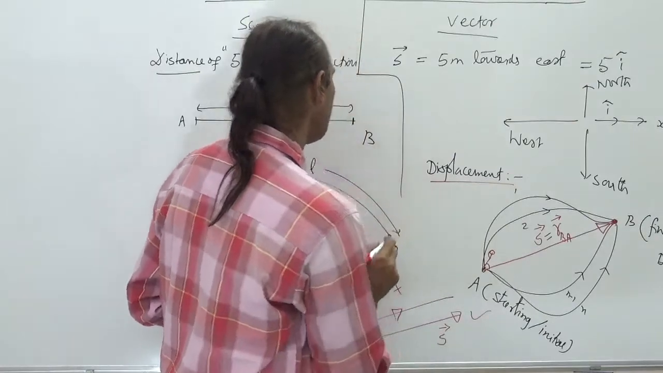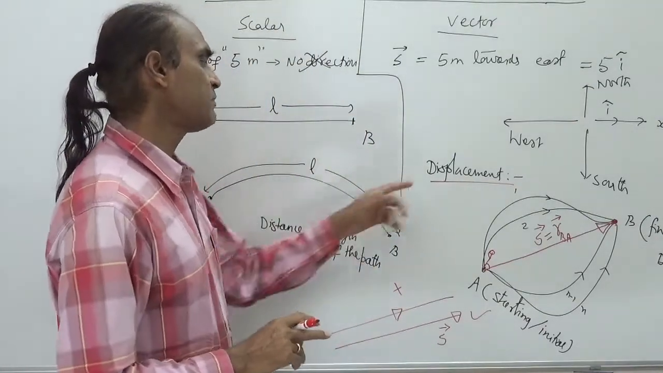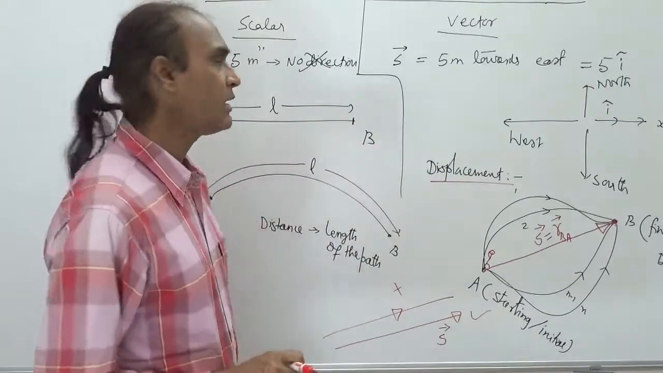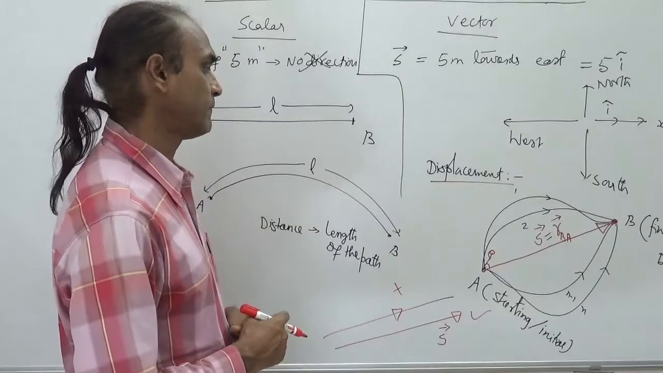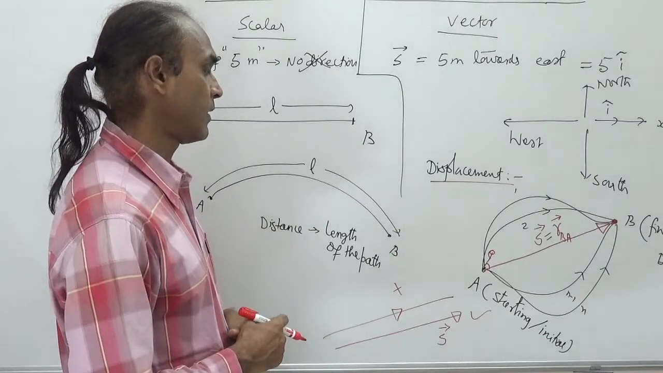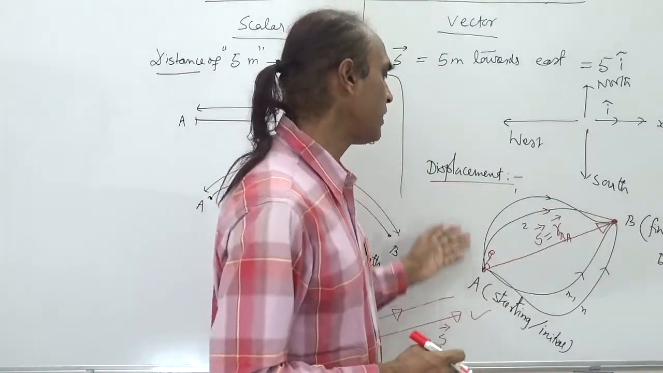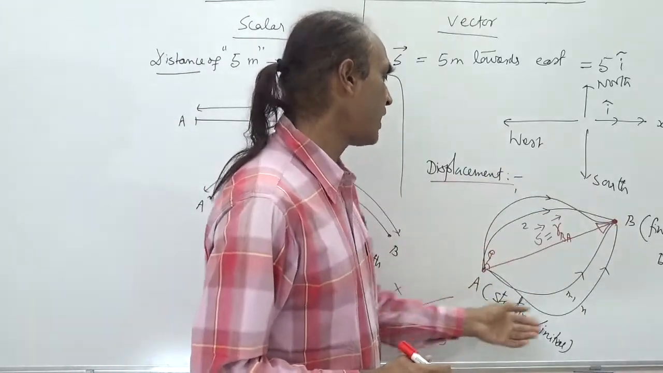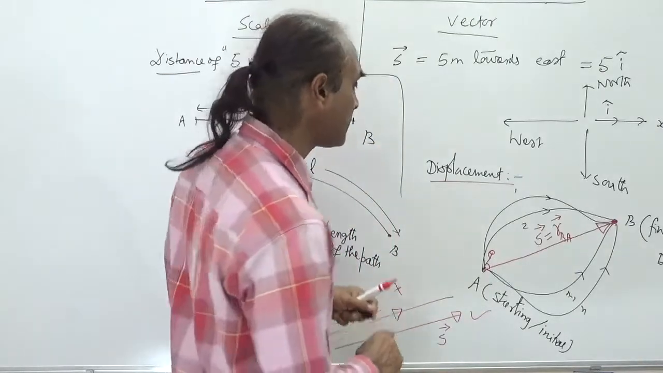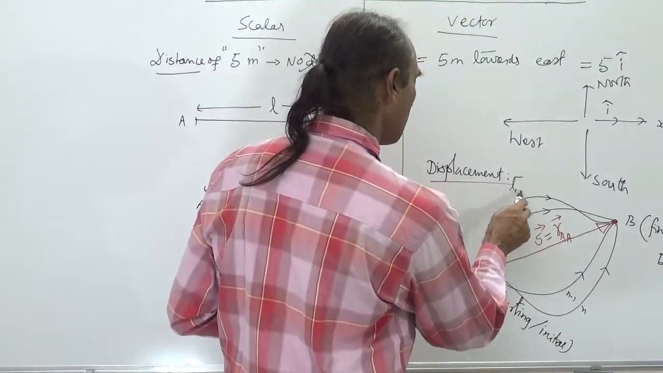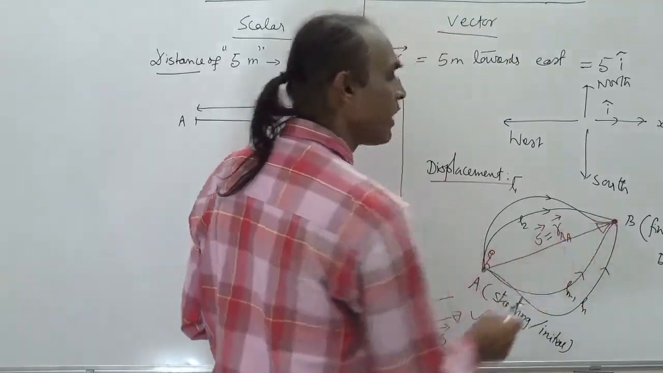Displacement is a vector quantity, whereas distance is a scalar quantity. Displacement has direction and distance has no direction. Between any two points, there can be many distances. These are all different lengths: length 1, length 2. There can be many distances, but the displacement is one.